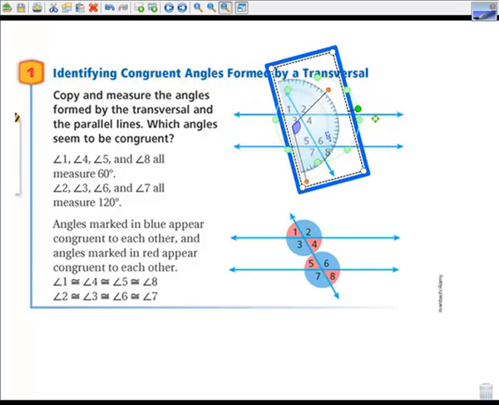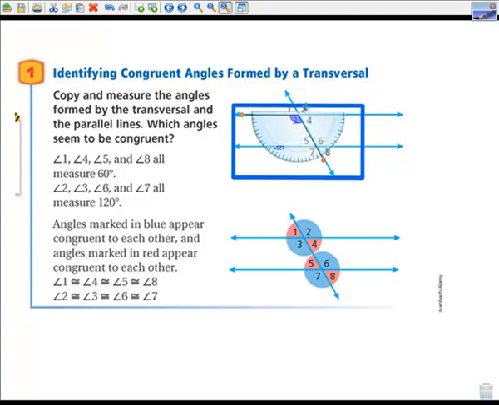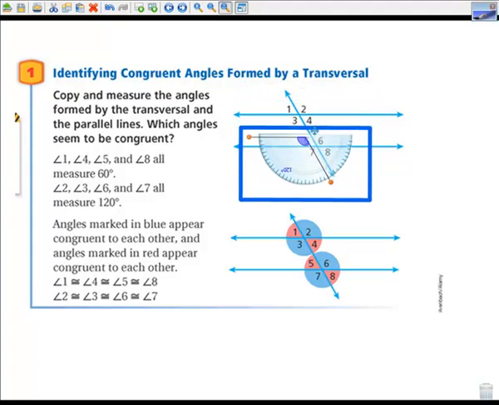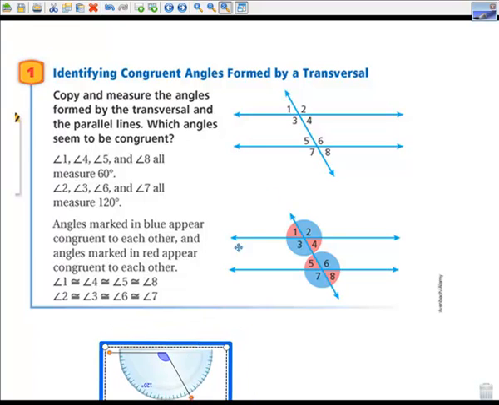If I rotate it, then I can show you that angle 3 is the same and angle 7 is the same. So all of those angles, 2, 6, 7, and 3 are all 120 degrees. I don't really have to measure 1, 4, 5, and 8 because of what we learned yesterday. If angle 2 is 120 degrees, then I know that angle 1 has to be 60 degrees because they are supplementary. They form this straight angle right here.